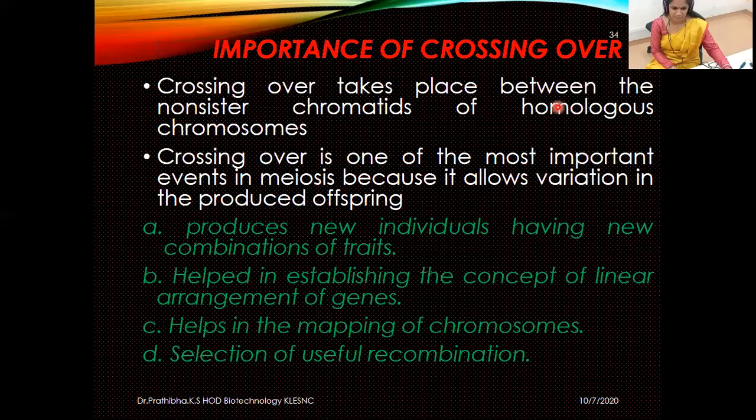Importance of crossing over. Crossing over takes place between the non-sister chromatids of homologous chromosomes. Sister chromatids are the same chromosomal arm, whereas non-sister chromatids are the other chromosomal arms. Crossing over is one of the most important events in meiosis because it allows variation in the offspring produced. This produces new individuals having new combinations of traits and helped in establishing the concept of linear arrangement of genes. Crossing over also helps in the mapping of chromosomes and the selection of useful recombinations. So this is all about the importance of crossing over.